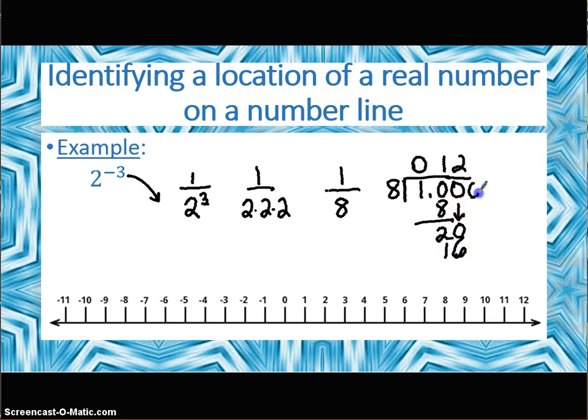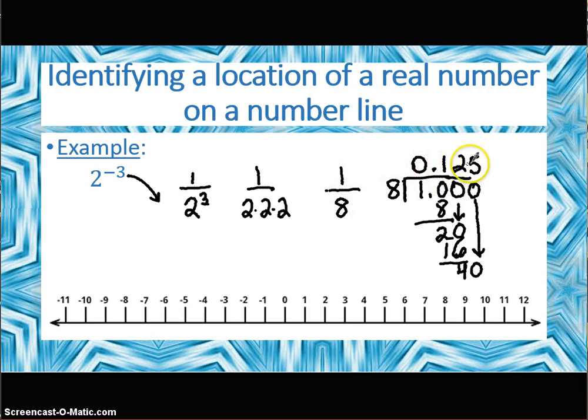If we went out one more digit, we would get a perfect value. Because 20 minus 16 is 4. Bring down your 0. 8 goes into 40 5 times evenly. So we get 0.125. There's no whole number because this is a fraction less than 1.